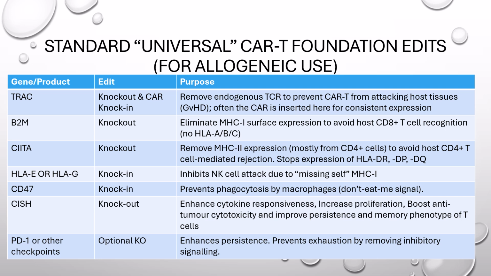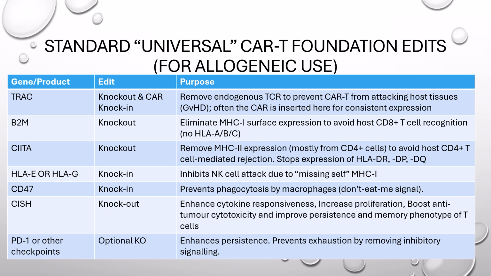You don't always have a number of positions in the genome to knock all these things in. So I don't know what the strategy is that the company took. I've just got this on my list for the sake of completeness. And then you've got this CISH. So this is a knockout, and CISH acts as a negative regulator for cytokine signaling.